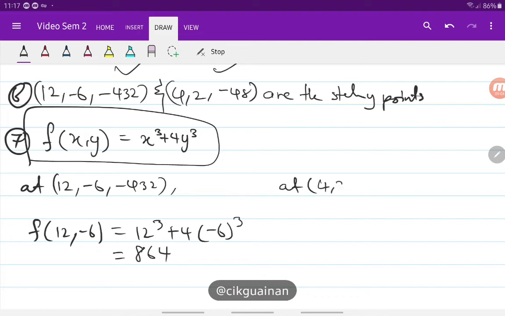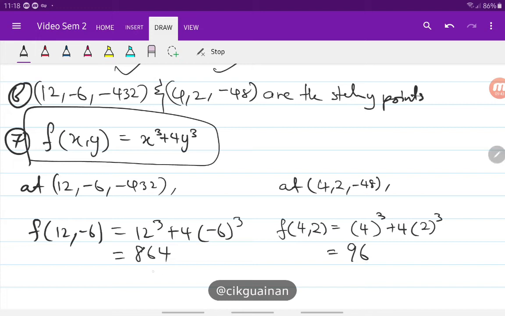And then we do the other one over here. Okay, 4, 2, minus 48. So the f of 4, 2 is 4 cubed plus 4 times 2 cubed. Okay, correct. So 4 and this one is 2. So we have 96.